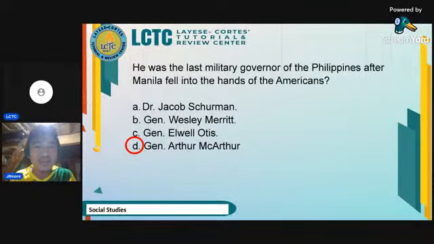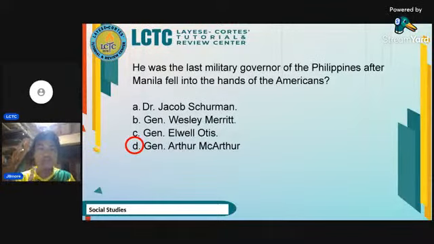Oh, he was the last military governor of the Philippines after Manila fell into the hands of the Americans. Okay. Take note that there was a Spanish-American War, and later, there was a Philippine-American War. And when Manila fell into the hands of the Americans, they then established a military government. Okay, and there were 3 military governors of the Philippines.